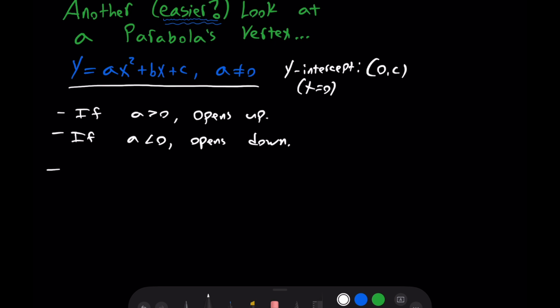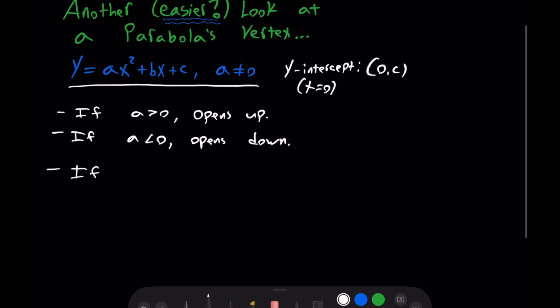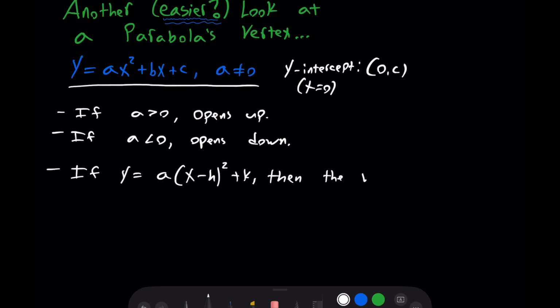We're also going to take for granted that if y is equal to a, parentheses, x minus h, close parentheses, squared plus k, then here the vertex is located at h, comma k. Now in the first video we did a kind of visual intuitive proof of this. So if you think about this equation here, it becomes intuitively obvious that this has to be the vertex. So we're going to take that for granted.